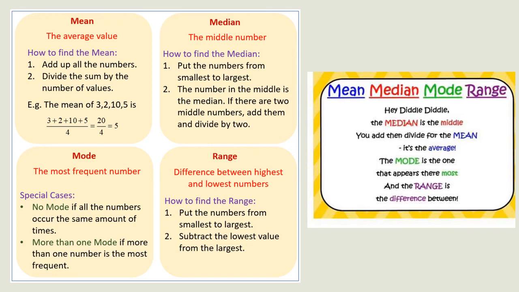On the right here, I just have a little rhyme to help you remember mean, median, mode, and range. It goes, hey diddle diddle, the median is the middle. You add then divide for the mean. It's the average. The mode is the one that appears there most, and the range is the difference between.